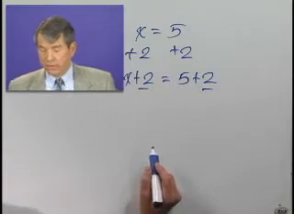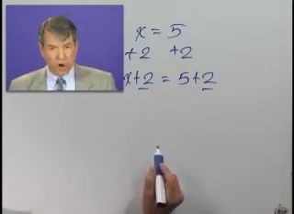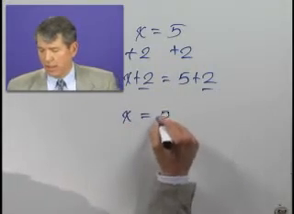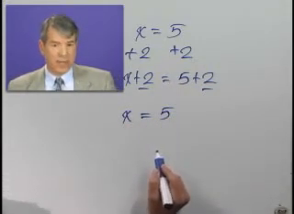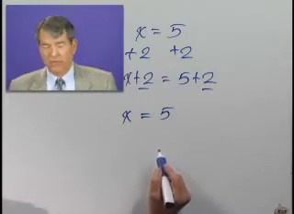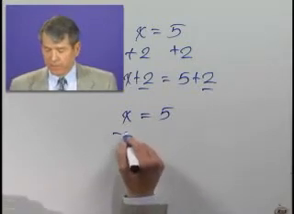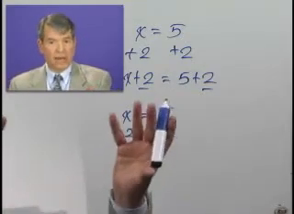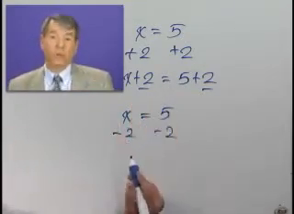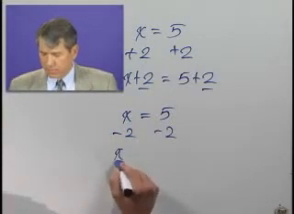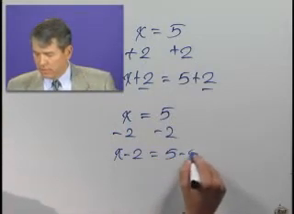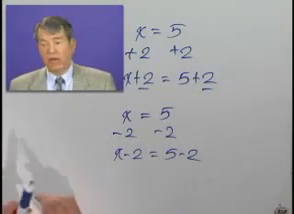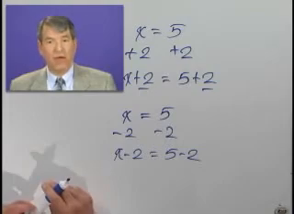The other operations have the same kind of properties. The subtraction property. If you start out with a statement like x is equal to 5, if I subtract 2 from both sides, I'm subtracting equal amounts from a balanced equation. The result will be a balanced equation. X minus 2 will equal 5 minus 2. That's an example of the subtractive property of equality.